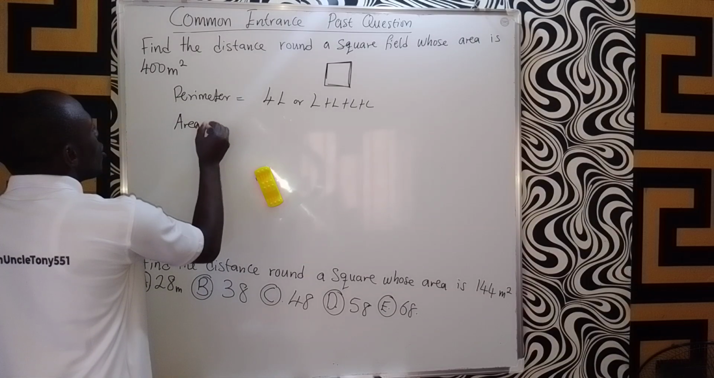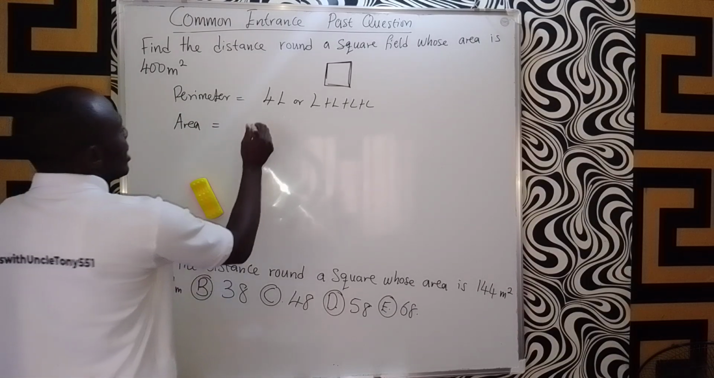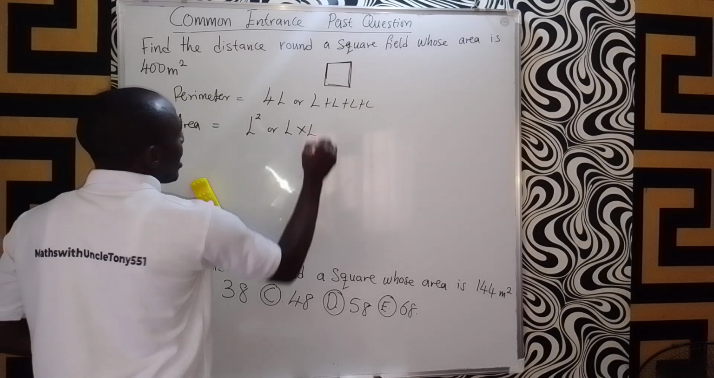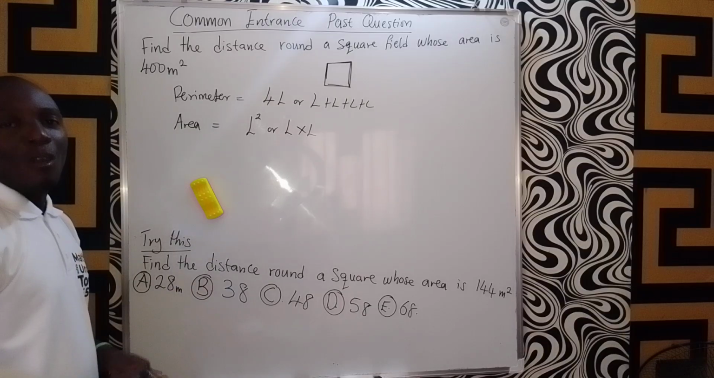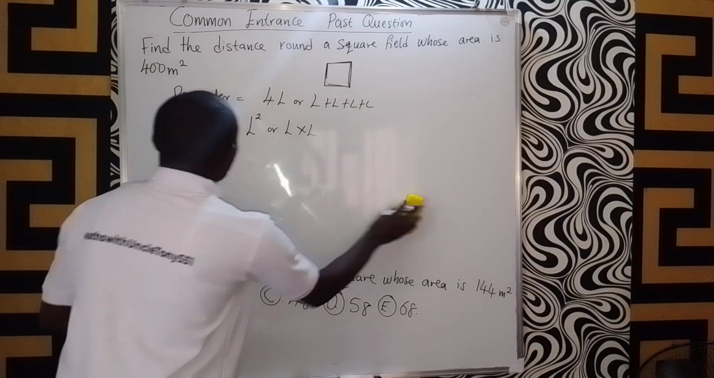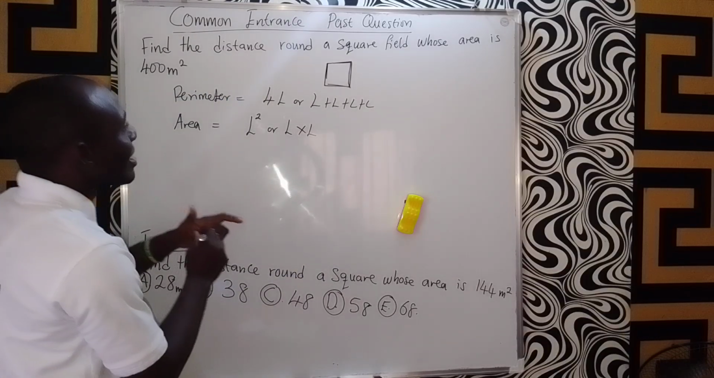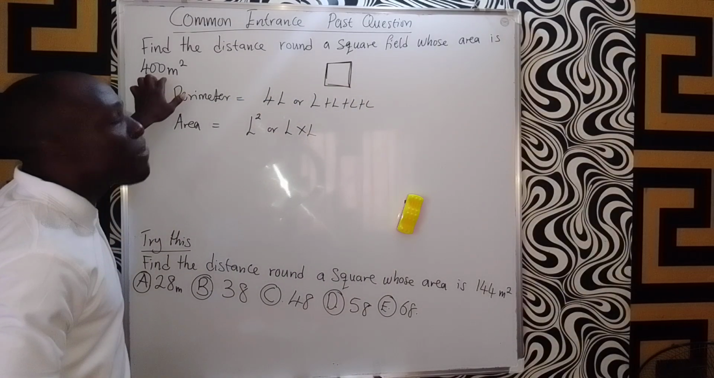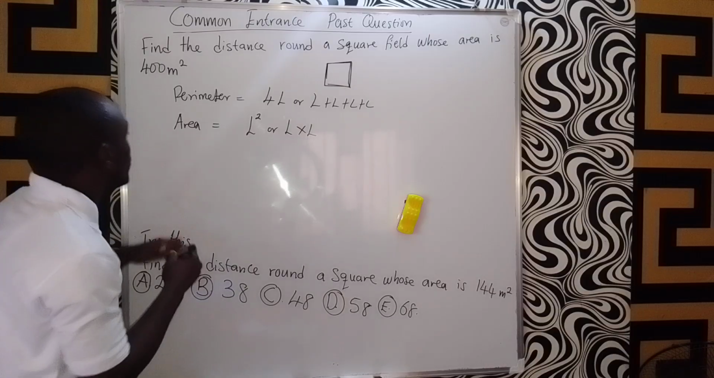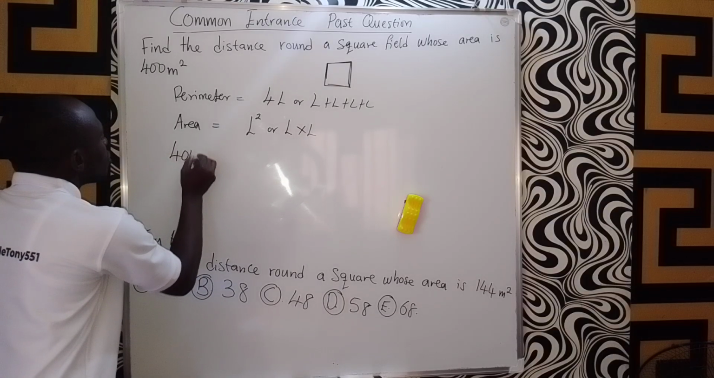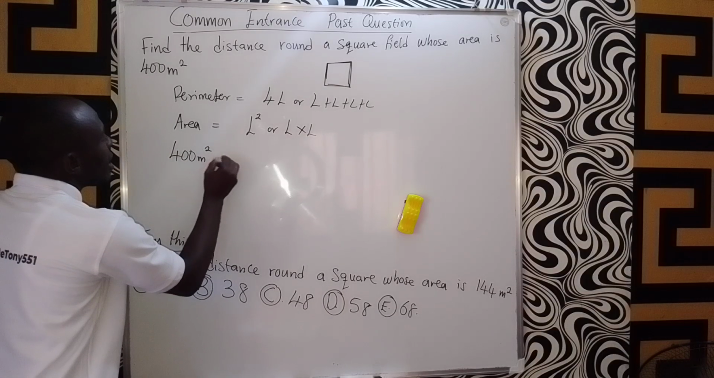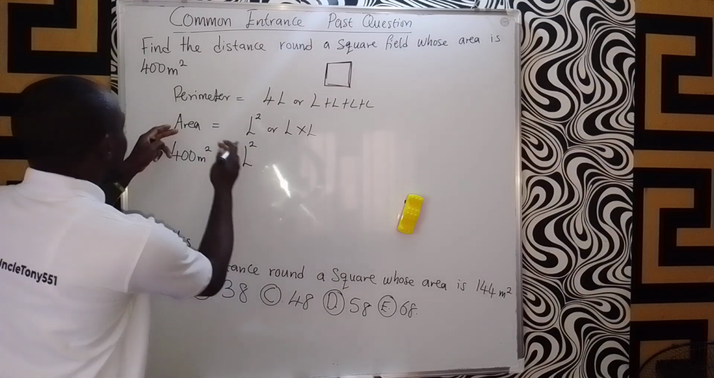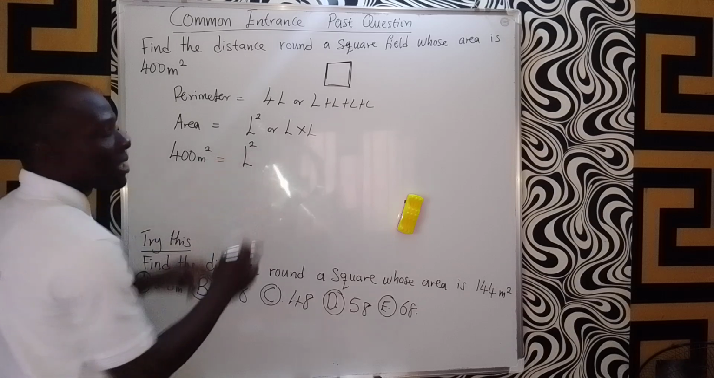So we are given the area. The area of a square is L square, or L multiplied by L. Now, having known the formula, we are given that the area is 400 meters square. This 400 meters square is for area, so let's directly put it for area: 400 meter square is equals to L square. I'm not given anything on L.